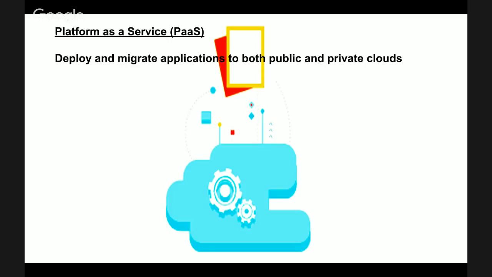Platform as a service is used by application developers. In the PaaS model, cloud providers deliver a computing platform, typically including operating system, programming language execution environment, database, and web server. Using PaaS eliminates the cost and complexity of buying and managing the underlying hardware and software layers.